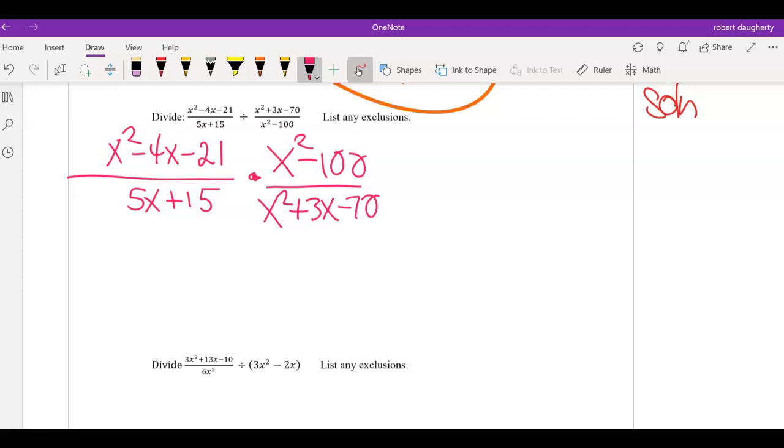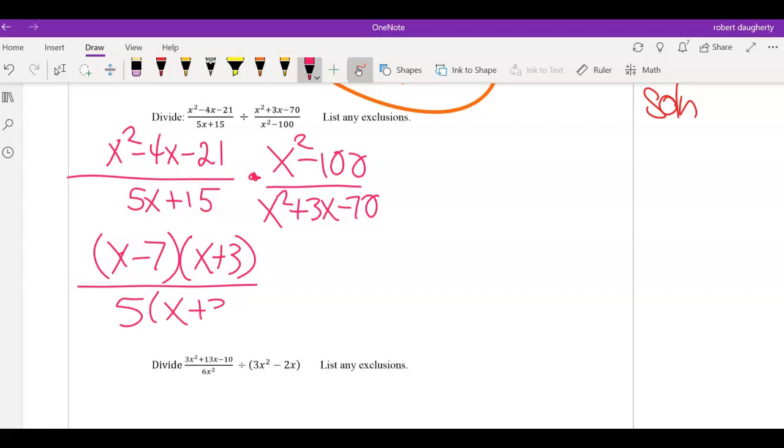So just turn the division into a multiplication and now go through the same process we did a minute ago. So I need to factor. If I look at that first expression, that's going to be x minus 7, x plus 3. That's just doing our method of two numbers that multiply to negative 21, add to negative 4. The next one, factor out a 5: 5 times x plus 3, times x squared minus 100. That is the difference of two perfect squares.